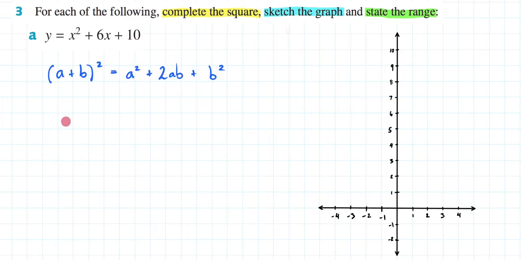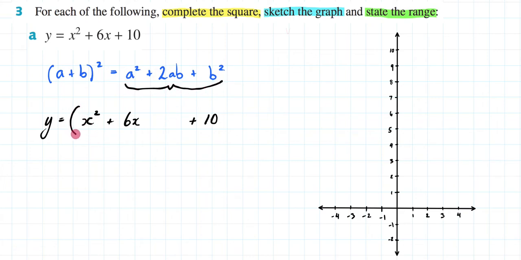So let's now write out what we've been given, which is y equals x squared plus 6x. Then I'm going to leave a bit of a gap and say plus 10. Now what we want to do is create this. This is what we want to make. So I'm going to put a bracket around here and a bracket around here. And what I want is to put in a number here, which is going to be b squared.